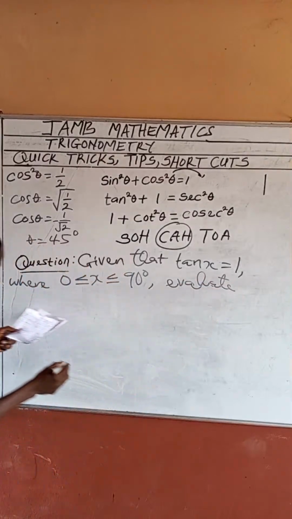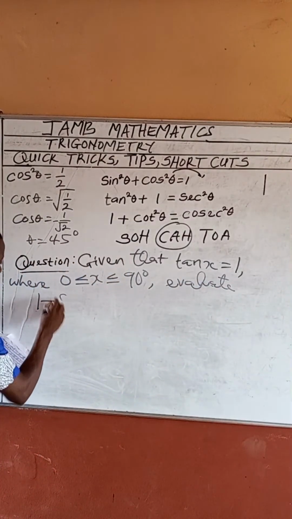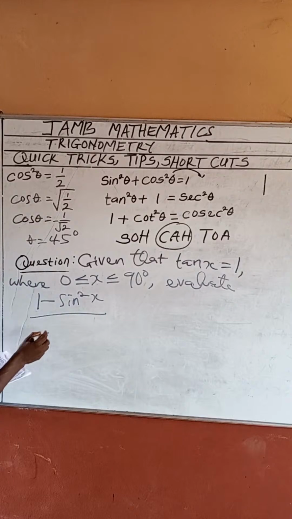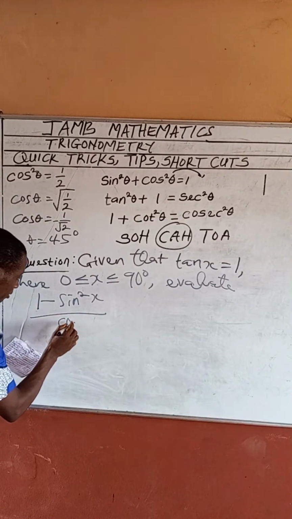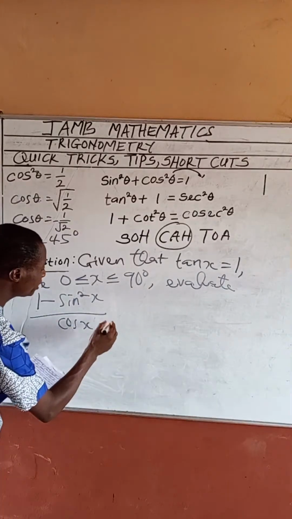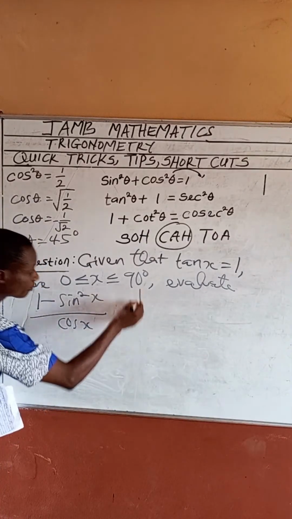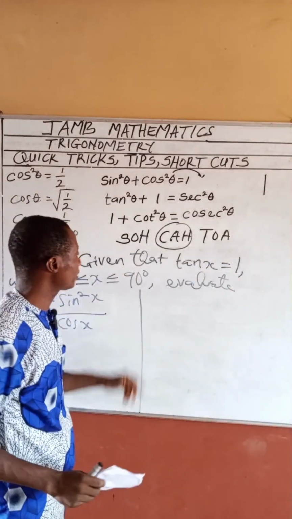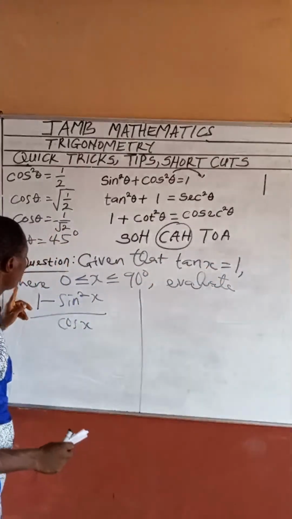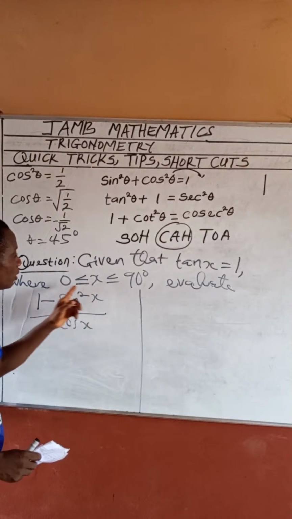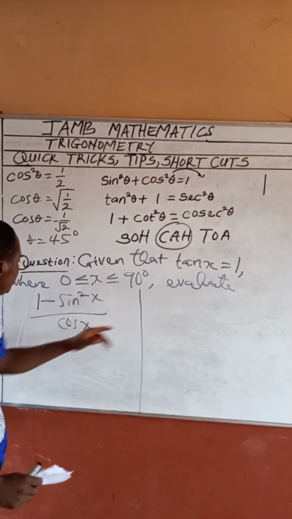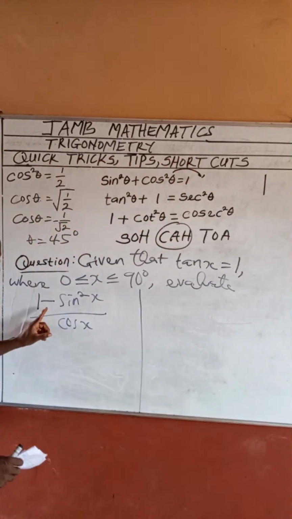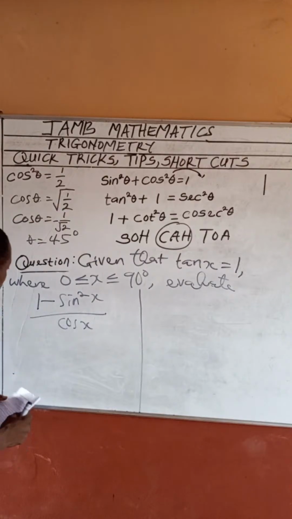1 minus sine square x, divided by cos x. Now this is what we have. We are given that tan x is equal to 1, where x is between 0 and 90. Evaluate this. Now we can see that the identity is this one. This is the identity we are going to use here.